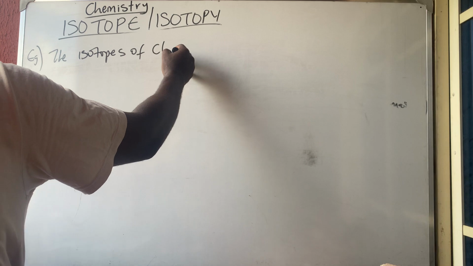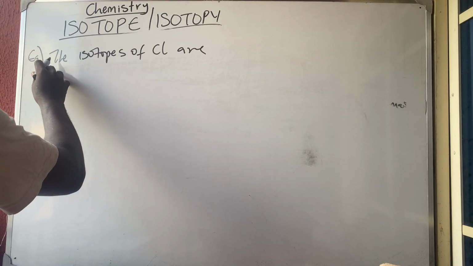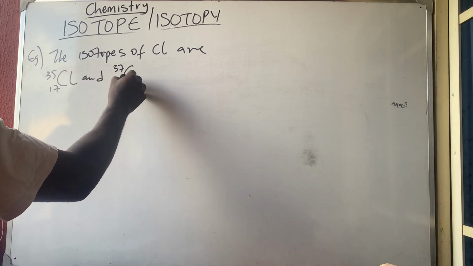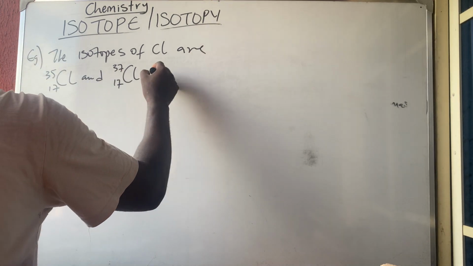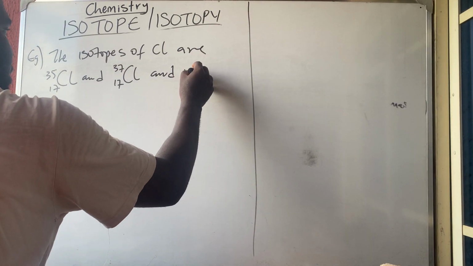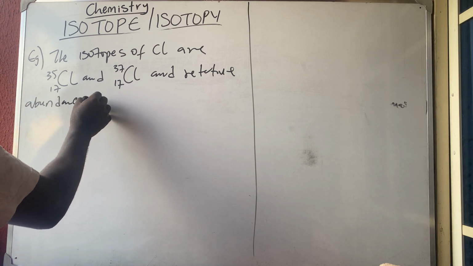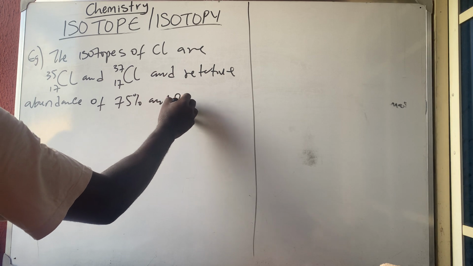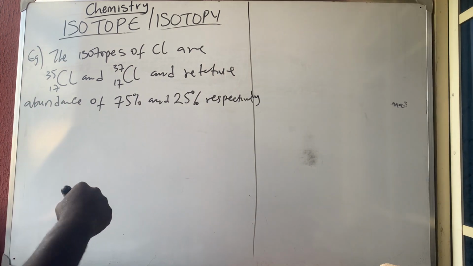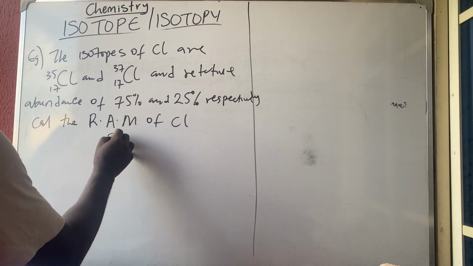The isotopes of chlorine are 35Cl17 and 37Cl17, okay, and the relative abundance of 75% and 25% respectively. Calculate the relative atomic mass of the chlorine solution.